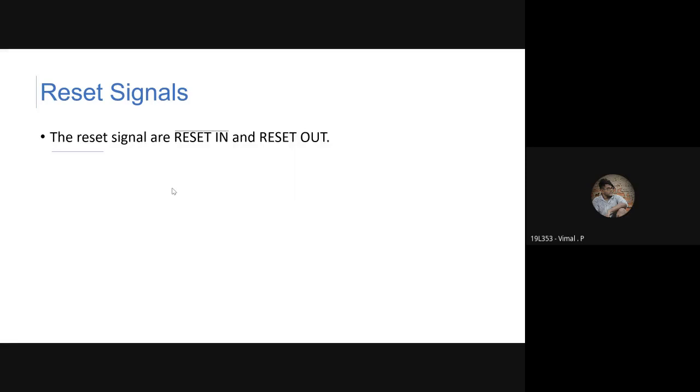Reset signals. The reset signals are reset in and reset out. Reset in is an active low input signal. Can someone say why reset in is known as an active low input signal? See, he asked one good question. Vimal asked one good question. Okay, why is the resetting signal of the 8085 microprocessor active low? If it is difficult in typing, someone can unmute and speak.